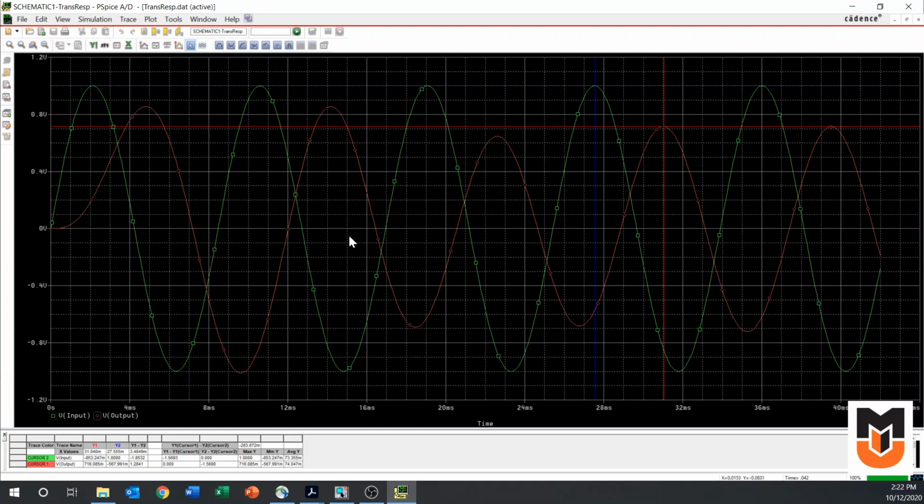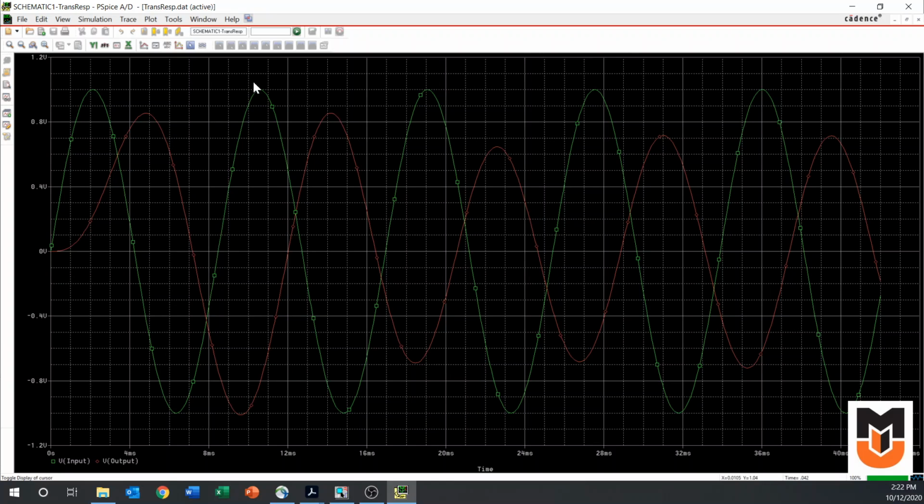So that's how we can use our cursors. And then of course at any time we can turn our cursors off if we want to see a cleaner plot.